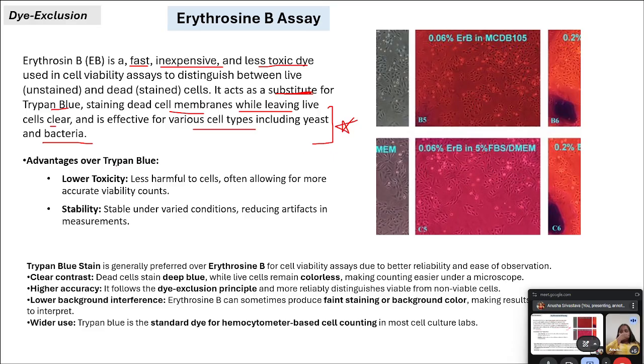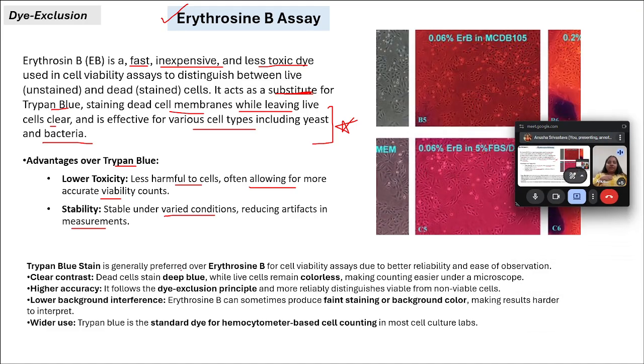So, what are the advantages of erythrosin B over trypan blue? It is less harmful to cells and often allows for more accurate viability counts. It is also stable under varied conditions, reducing artifacts in measurements. But trypan blue is generally preferred over erythrosin B for cell viability assays due to better reliability and ease of observation. If you see here, it's not very easy to observe and count the live and dead cells. But in the case of trypan blue, it was clear cut. You could see simply.